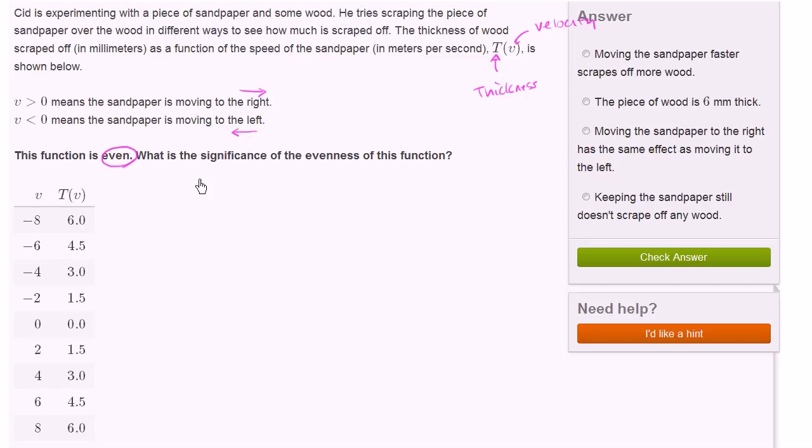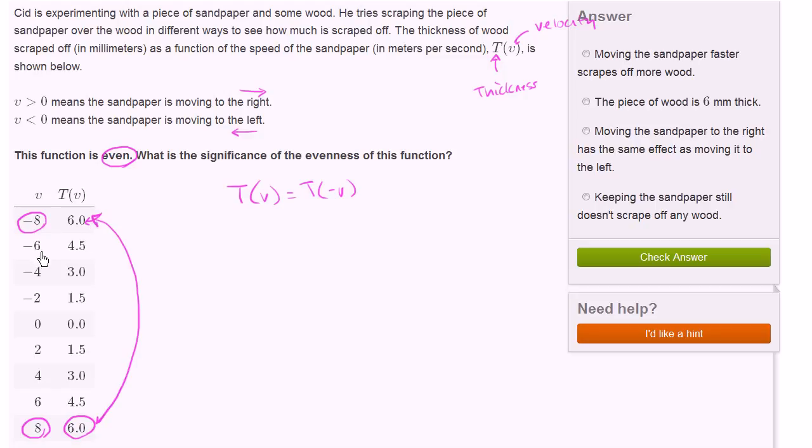What is the significance of the evenness of this function? Well, the fact that it's even means that T of v is equal to T of negative v. So that tells us that if our velocity is 8 meters per second to the left, we're going to get as much scraped off as if we go 8 meters per second to the right. And we see that right over here. So that is equal to that.